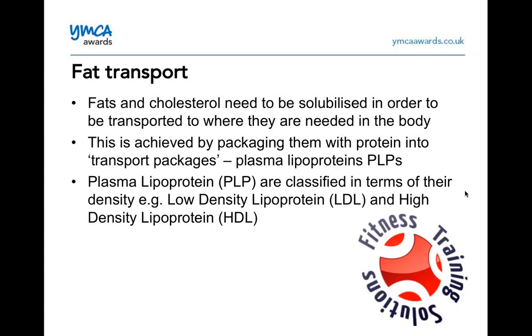Transport. Fat and cholesterol need to be solubilized in order to be transported to where they're needed in the body. This is achieved by packaging them with protein into transport packages, what we know as plasma lipoproteins, or PLPs. These plasma lipoproteins are classified in terms of their density. So we have LDLs and HDLs. Which one is known as the bad cholesterol? Anyone?